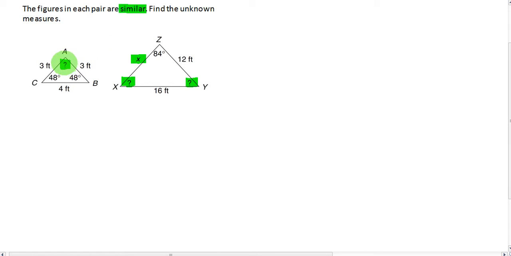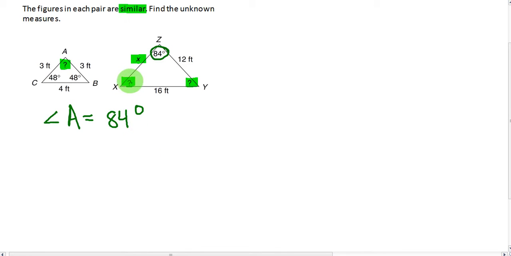Well, the first thing, we can see that both of these figures are similar. It's been given to us in the word problem, and we know that if we were to look at the corresponding angle, the corresponding angle to angle A here would be an angle on the larger triangle that's in the same spot or same position. Well, the angle that's in the same spot is angle Z. So I would say angle A corresponds to angle Z. And since angle Z is 84 degrees, I know that the measure of angle A equals 84 degrees. Not too tough.